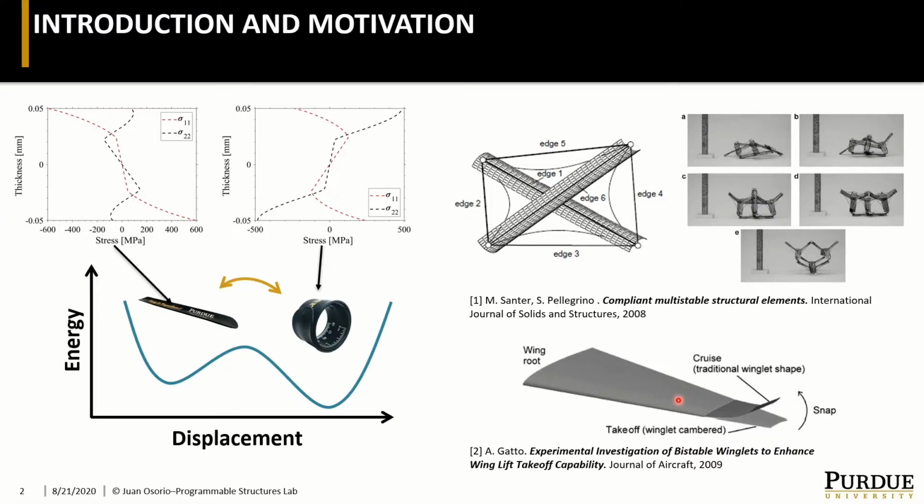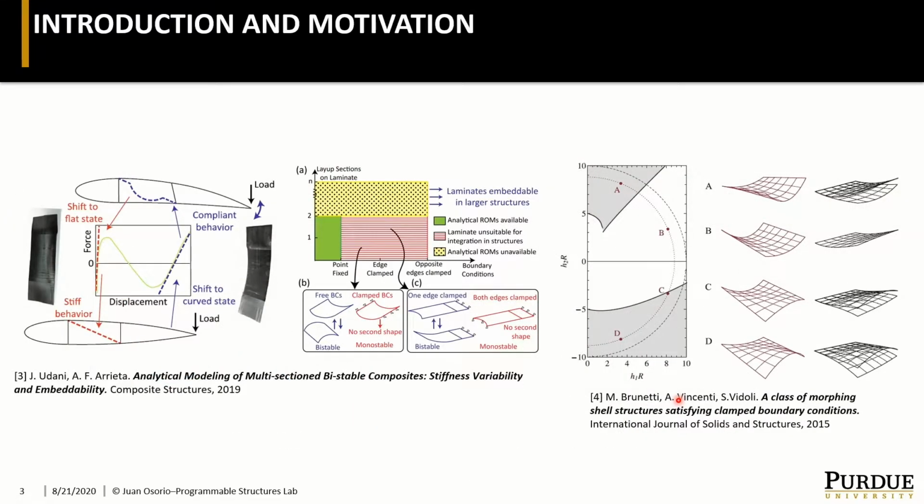This integrability can be examined through the boundary conditions imposed on the bistable element and the effect it has on the structure. There have been different works regarding this issue, where bistable structures are achieved with different boundary conditions. For example, fixed boundary condition with multi-section composites, developed by one of the members of our group and Dr. Arrieta. Also, Brunetti studied the effect of the initial shape of the shell on the bistable configurations as they are fixed at one end. So essentially, the curvature of this edge when you clamp it.